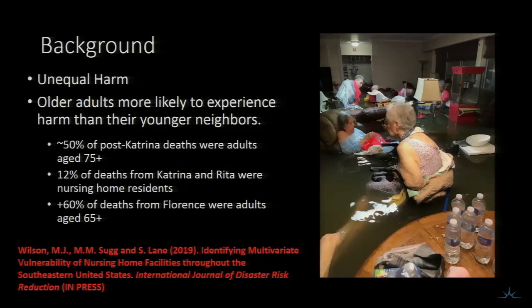So as a bit of background, older adults in the Southeast, but worldwide as well, experience harm from natural disasters at a higher rate than the rest of society. This can be understood if you look at the rates of death after Hurricane Katrina, where about 50% of deaths occurred in individuals aged 75 and up. You also see that, especially in nursing home residents, about 12% of deaths from Katrina and Rita were in those individuals. And then in Hurricane Florence last year, about 65% of deaths from Hurricane Florence were in individuals aged 65 and up.